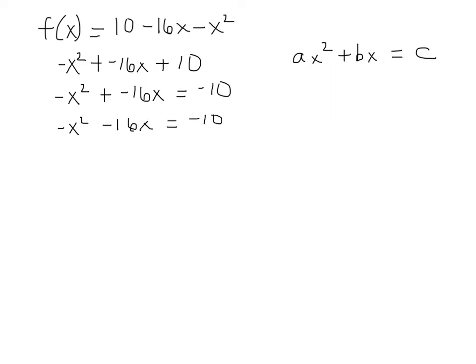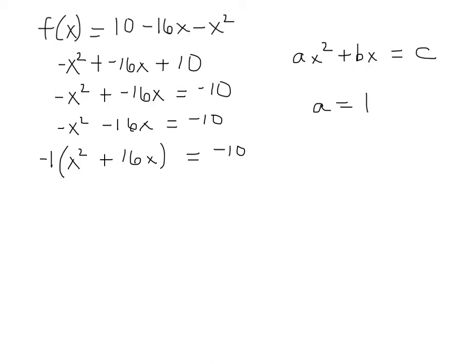The next step when you are completing the square is that a has to equal positive 1. In our case, a is equal to negative 1 right here. So we need to factor out a negative 1 on the left-hand side. If I factor out a negative 1, I put negative 1 on the outside of the parentheses, and I have x squared plus 16x on the inside, equals my negative 10 still.